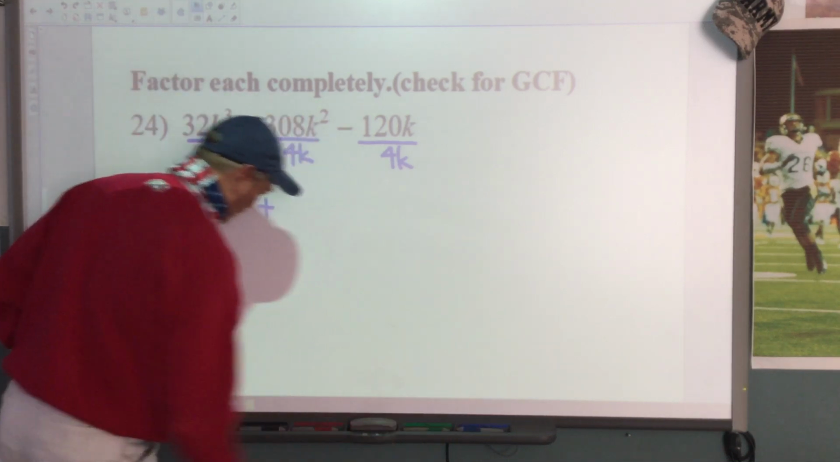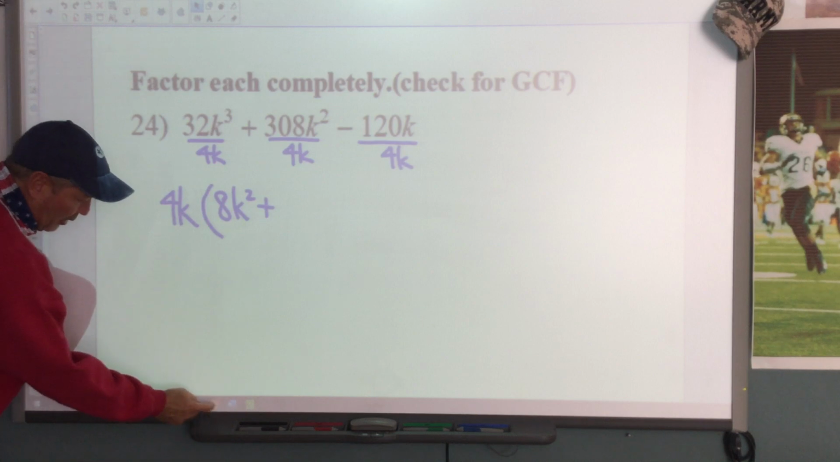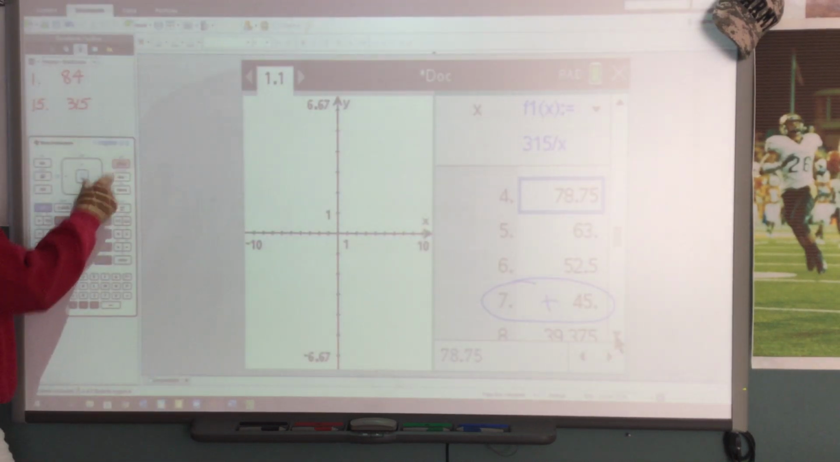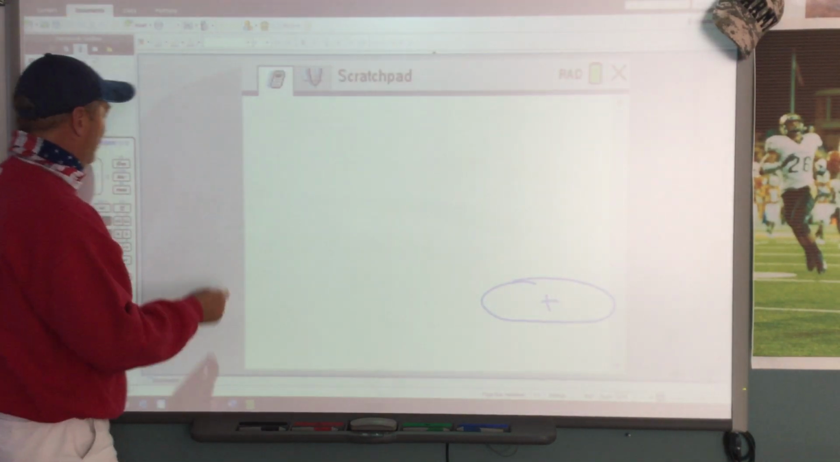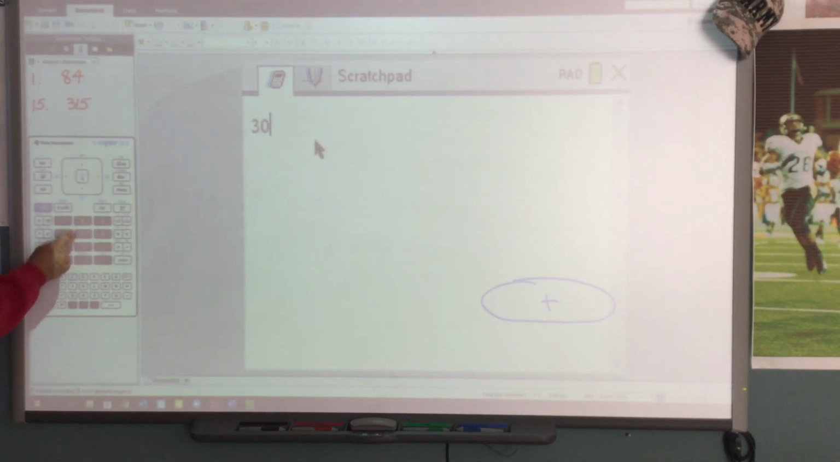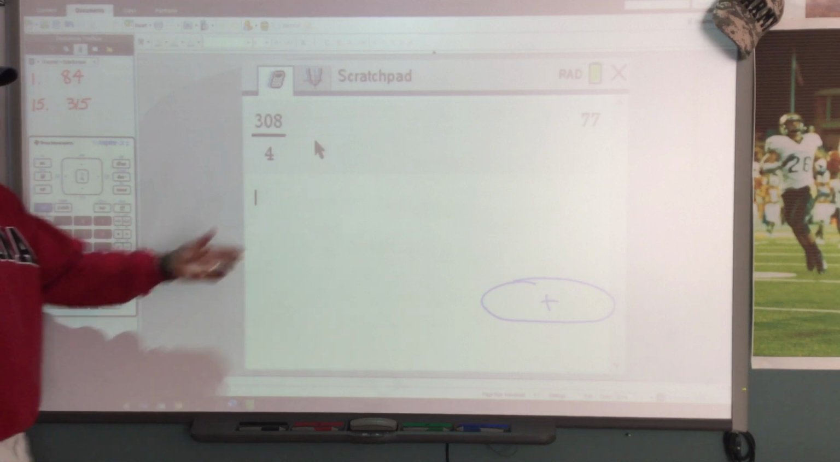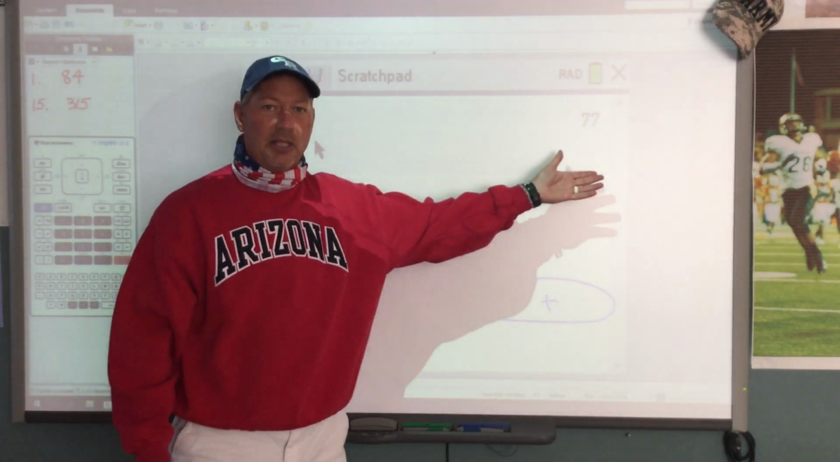So I tell you what, I'm going to do this. We'll go to our calculator. I'll let you help. Okay? Home. We'll go to calculate. We'll say 308 divided by 4. See if it works. Turns out it's 77. So it does work.